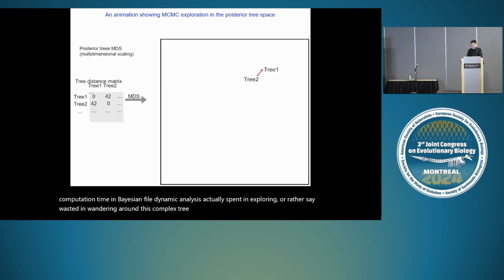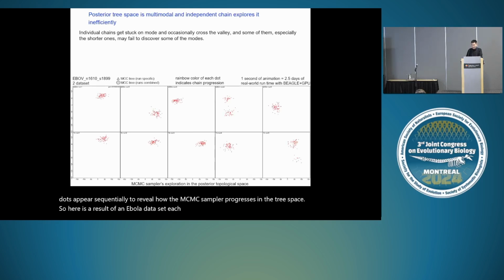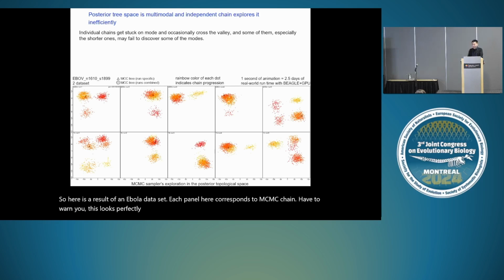To make this observation clearer, let's take a closer look at some example data sets. Recall that each dot here represents a sample tree, and below I'll show an animation where dots appear sequentially to reveal how the MCMC sampler progresses in the tree space. So here is the result for an Ebola data set. Each panel here corresponds to an MCMC chain. I have to warn you, this looks perfectly smooth on my screen, but it's not really working here.